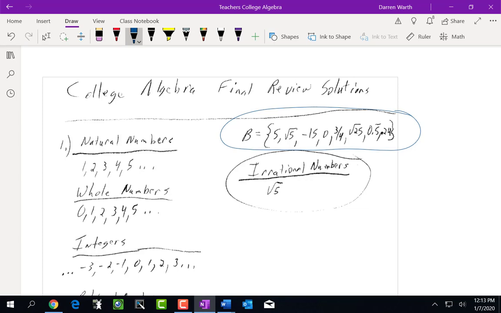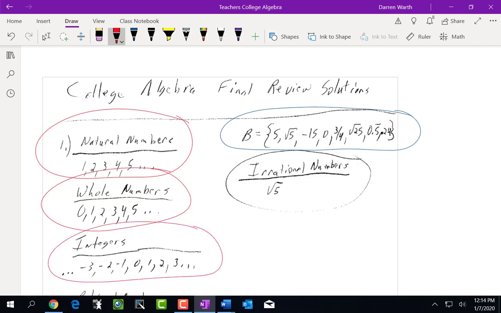And so you'll notice first off, I've listed the natural numbers. Remember, these are the numbers that come naturally. They are 1, 2, 3, 4, 5, and so on. Now your whole numbers include all natural numbers, and it also includes 0. So your list of whole numbers is 0, 1, 2, 3, 4, 5, and so on. And then your integers include all whole numbers and their opposites. So that includes your list of -3, -2, -1, 0, 1, 2, 3, and so on.